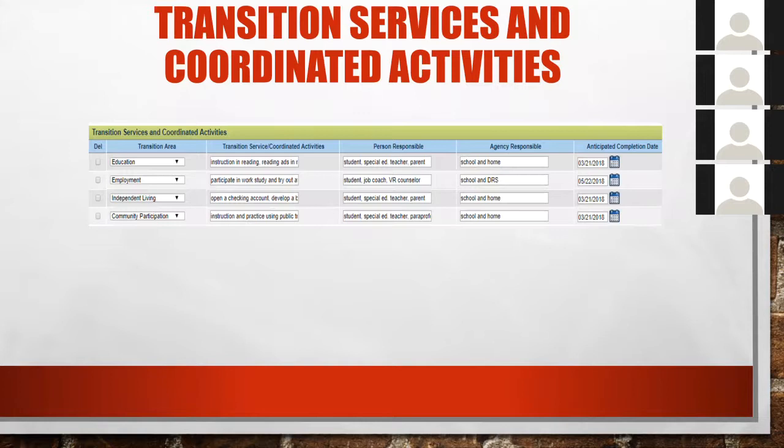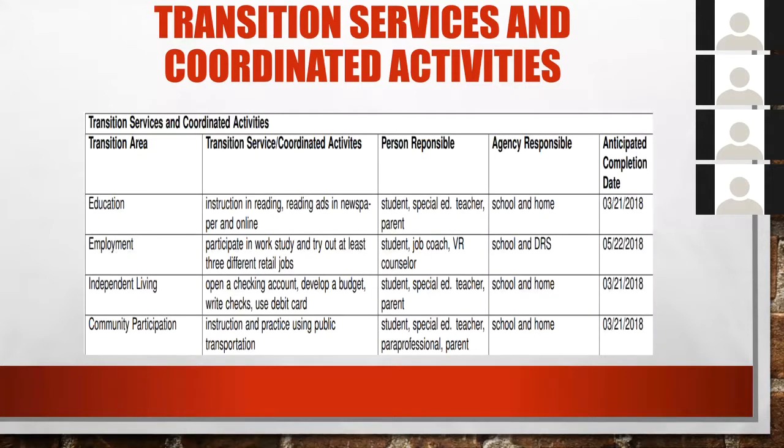So for Jody, her coordinated activities for education, remember her goal was improving her reading comprehension level. So her coordinated activities are she's going to have some extra instruction in reading. She's going to work on reading ads in the newspaper and online. She's responsible for that, the special ed teacher and the parent.